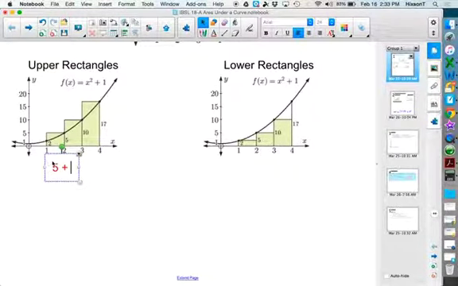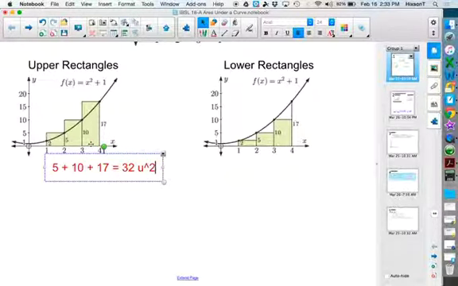And then here, again, the base is 1. And by the way, we'll always split it into even width. So we're not going to make 1, 1 and 1, 4 and something like that. Okay? So this is 1 by, how tall is it? 10. So that area is 10. And then this one here, it's 1 by how much? 17. Okay? So our total area here ends up being 32 square units.